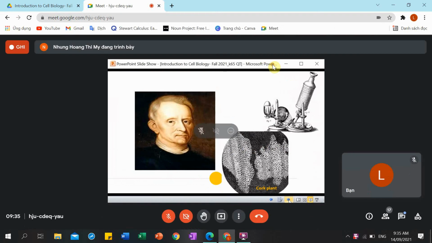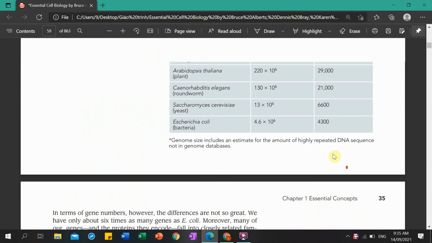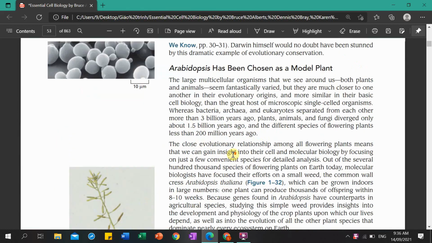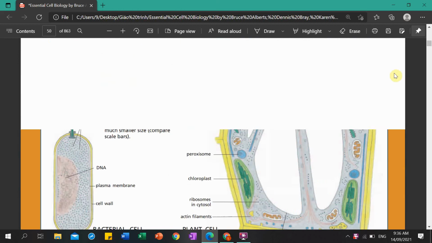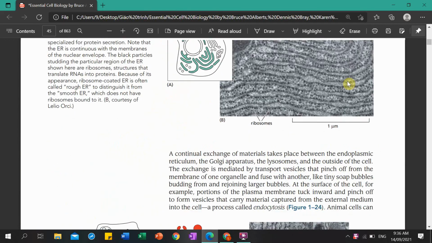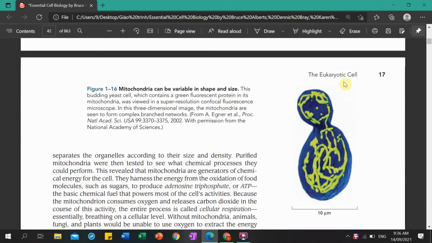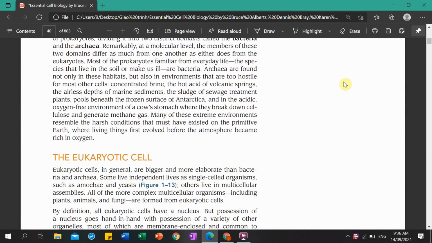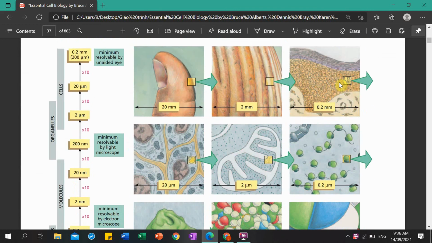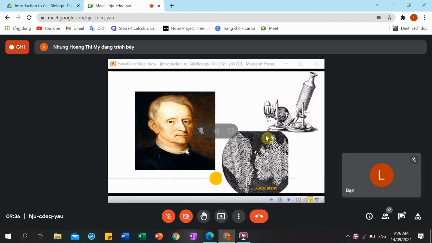Maybe this picture will help you to remember the scientist and the time the cell was discovered. Robert Hooke, right? Yes. Was he also the one who invented the microscope? Yes, Robert Hooke. This scientist, his name is Robert Hooke.